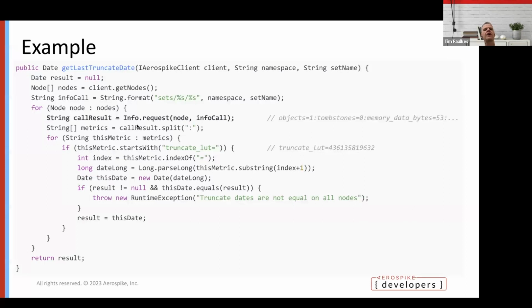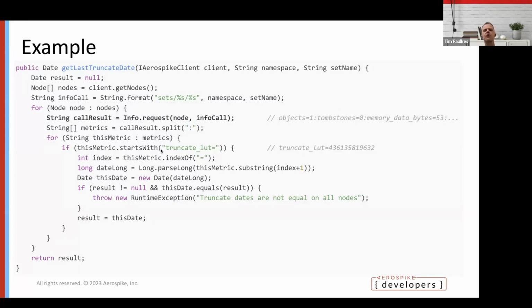Info commands have their own object they're invoking those requests on. So I do my info.request, passing the node that I got out of my array and the info parameter. And this will give me something like this. It's very similar to what we saw on the command line earlier. I'm then going to try and manipulate that. I want to split it up so my colon becomes my delimiter and I get a set of strings. So that's what my metrics are.